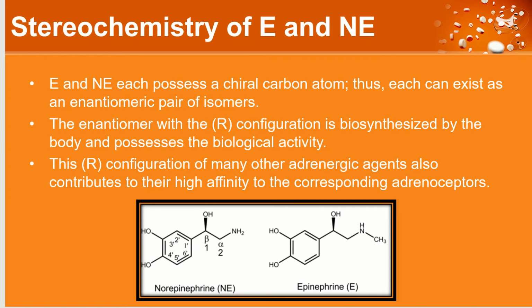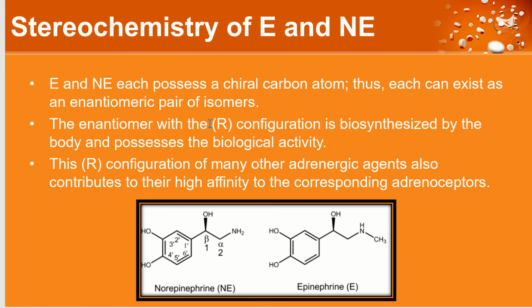So let's look at the stereochemistry of epinephrine and norepinephrine. They both possess a chiral carbon, right? If we remember from our chemistry, this center here for both of them, the carbon that has 4 different things attached to it, is called our chiral carbon. And because we have a chiral carbon, they each can exist as an enantiomeric pair of isomers, meaning we can have R or S.